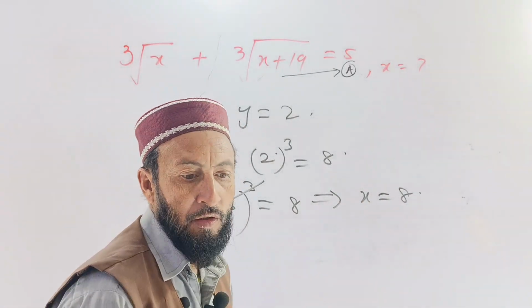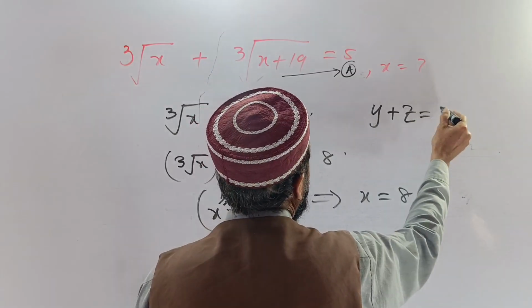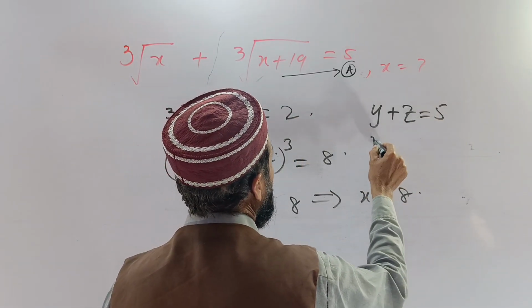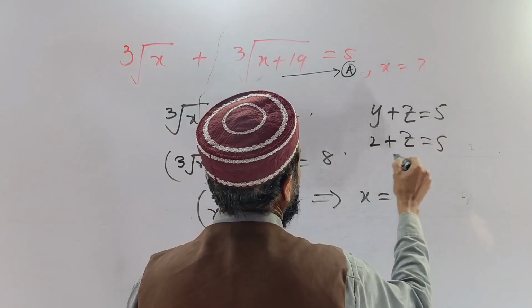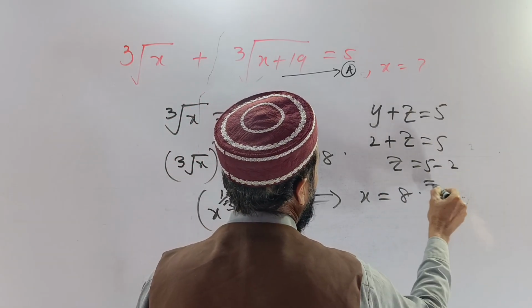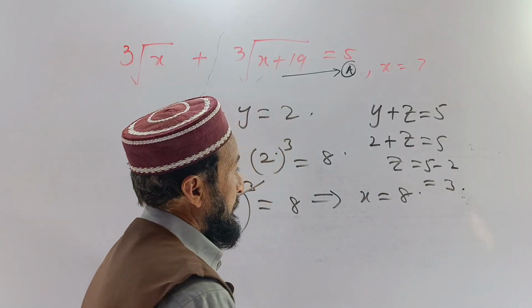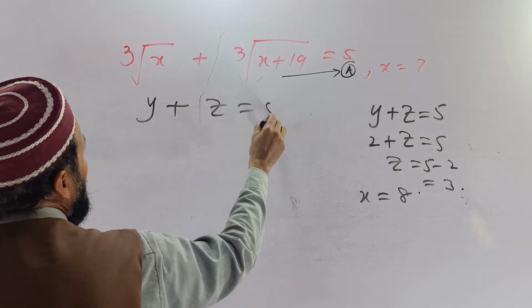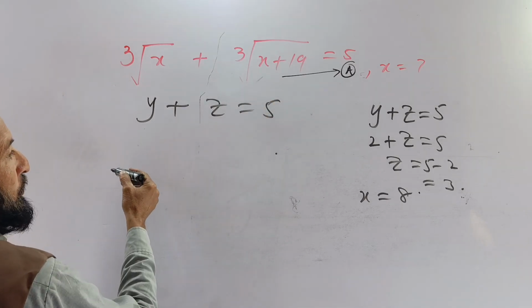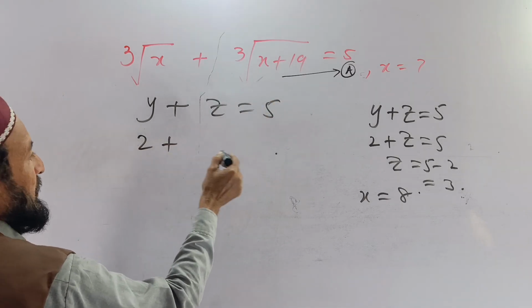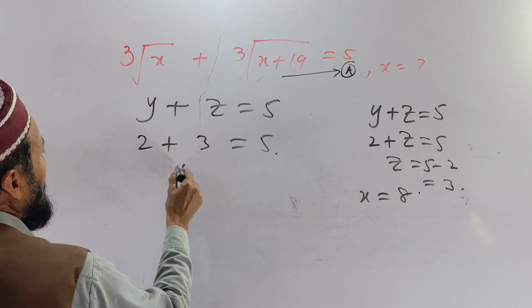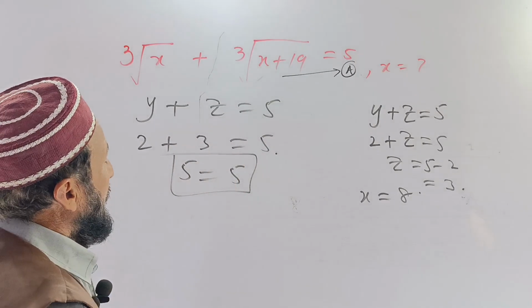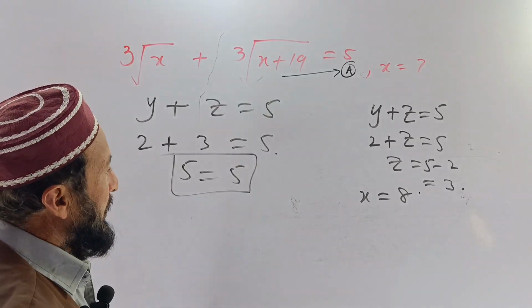And also we have y plus z is equal to 5. In place of y, if we put y equal to 2, then z is equal to 5 minus 2, which is equal to 3. This is the value of z. In the second equation, y plus z is equal to 5, with y equal to 2 and z equal to 3, so our answer is correct. This is the verification of this method.